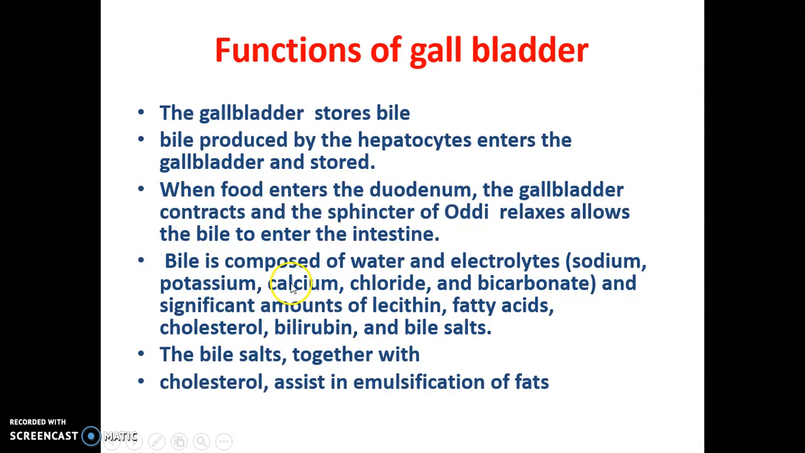This bile is composed of water and electrolytes. Electrolytes include sodium, potassium, calcium, chloride, and bicarbonate, and there is a significant amount of lecithin, fatty acid, cholesterol, bilirubin, and bile salts. Bile salts together with cholesterol assist in the emulsification of fats. So bile salts help with fat emulsification. Now you may understand some of the functions of the gallbladder.